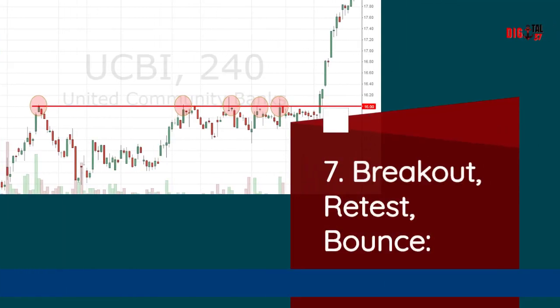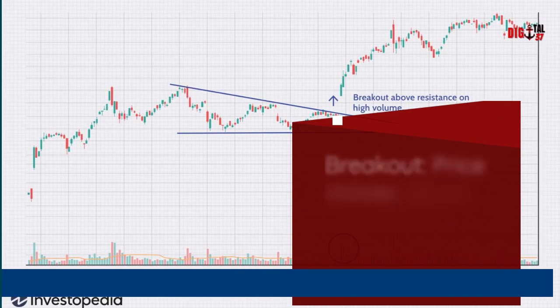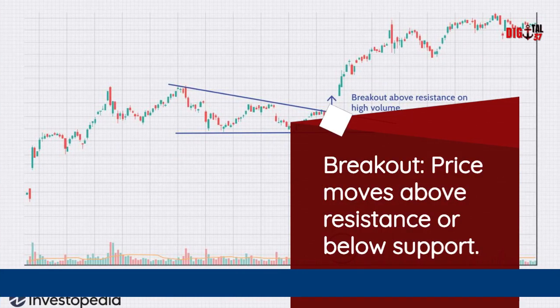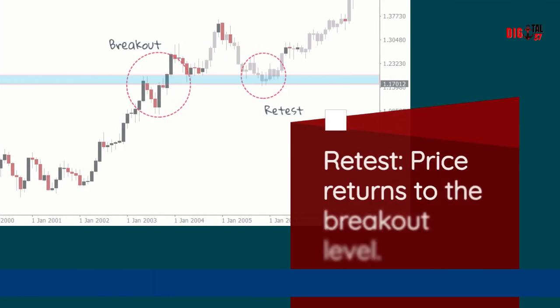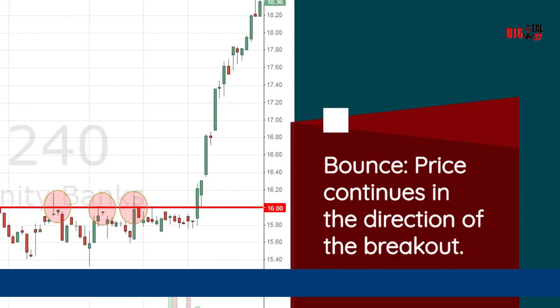7. Breakout, retest, bounce. Breakout, price moves above resistance or below support. Retest, price returns to the breakout level. Bounce, price continues in the direction of the breakout.